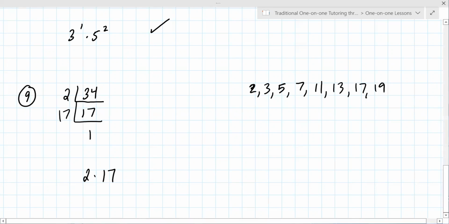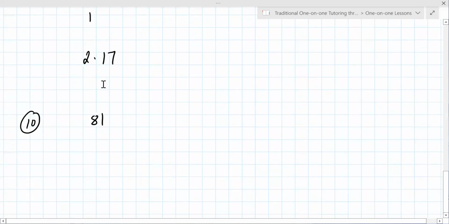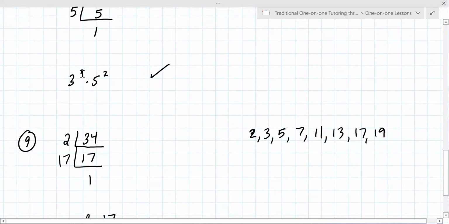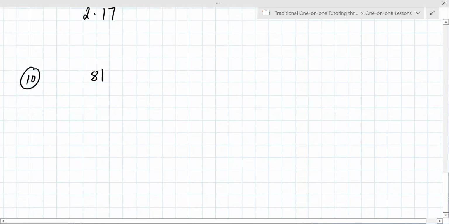Okay. Now let's go to number 10. And also, the way that you check is you can go 2 times 17 for this one. Yes, or like the previous one, 3 times 5 times 5. Yeah. So yeah, that works.